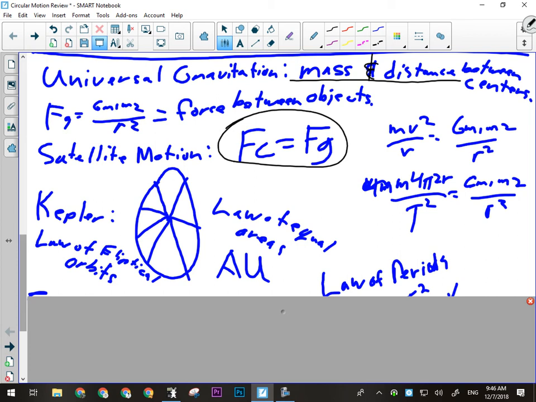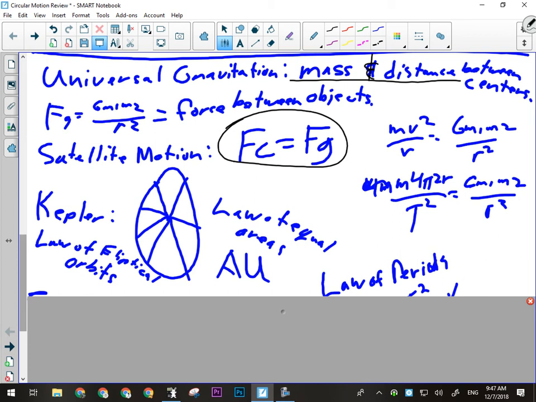Okay, remember the term astronomical unit. How far is an astronomical unit? Right, the distance between the Earth and the Sun: 1.5 times 10 to the 11 meters. Possibly. That's why I just said you should definitely know what they are, just in case.